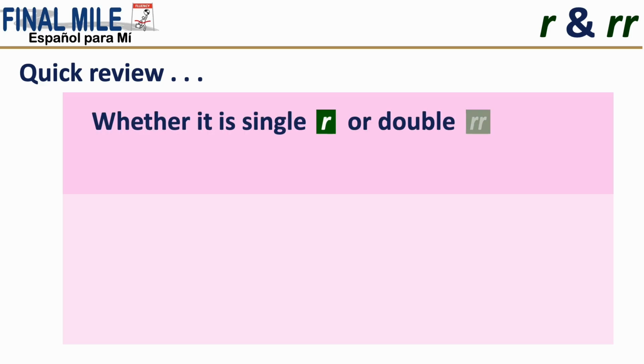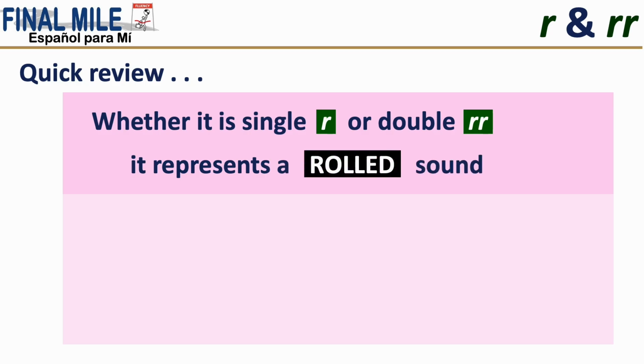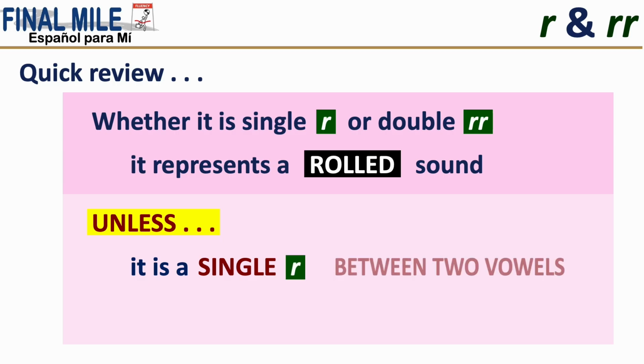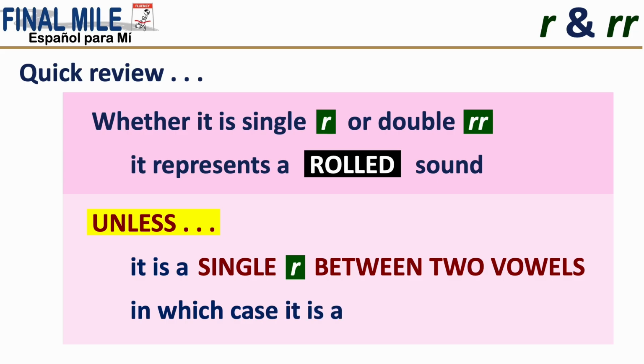This is a quick review of the R sounds, whether it is a single or double R. It represents a rolled sound, unless, and this is very simple, it is a single R between two vowels. That is the only time that it will not be a rolled R in Spanish. It will be a flutter R if it is a single R between two vowels. It is a flutter sound.